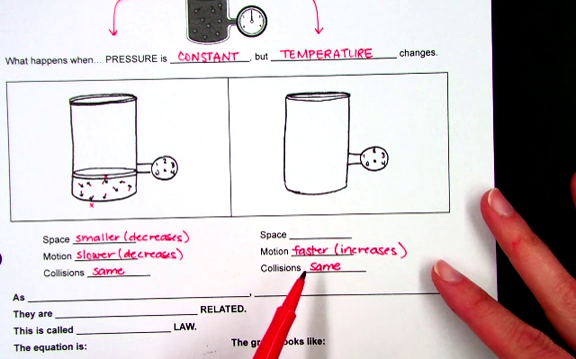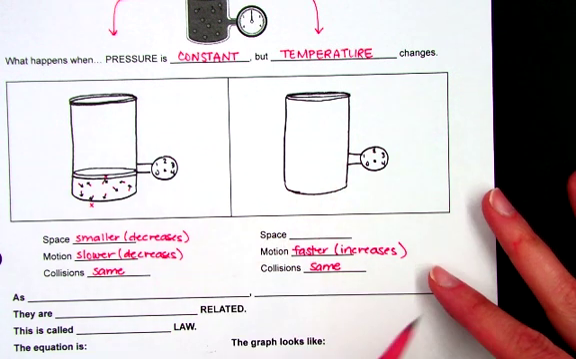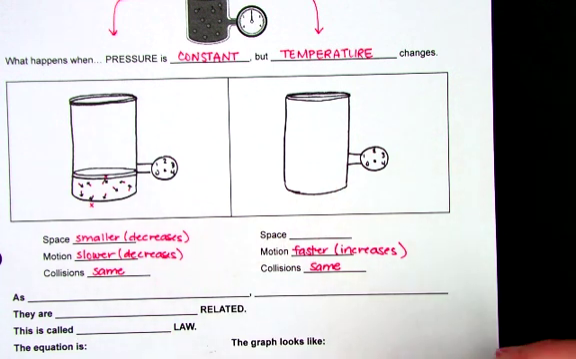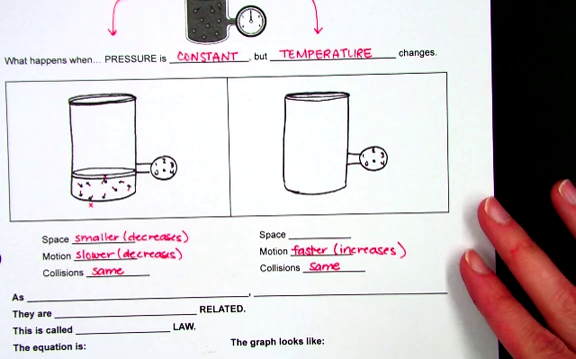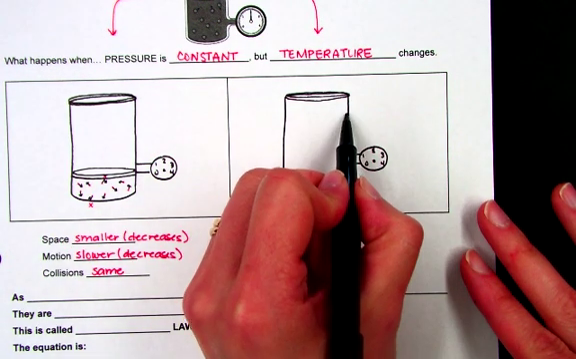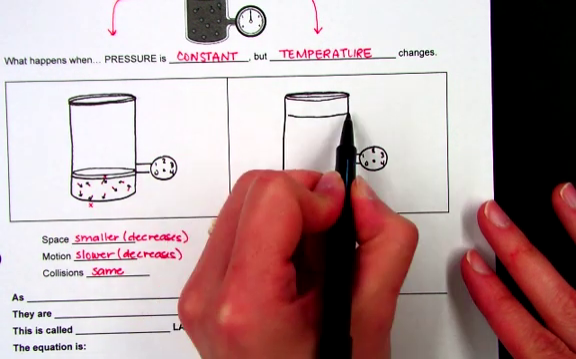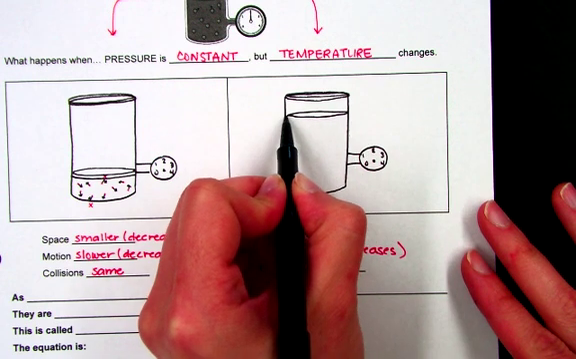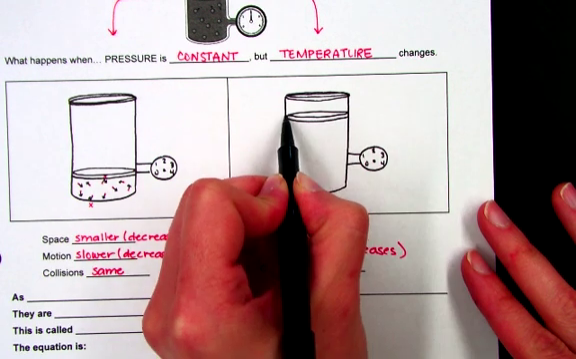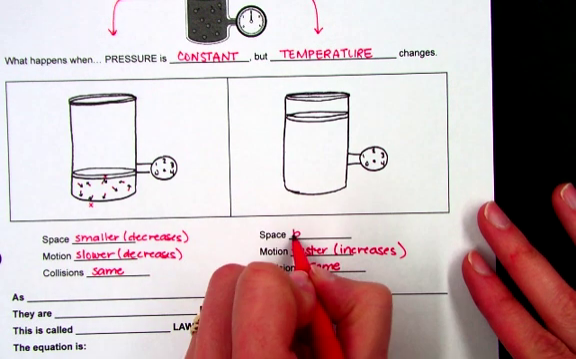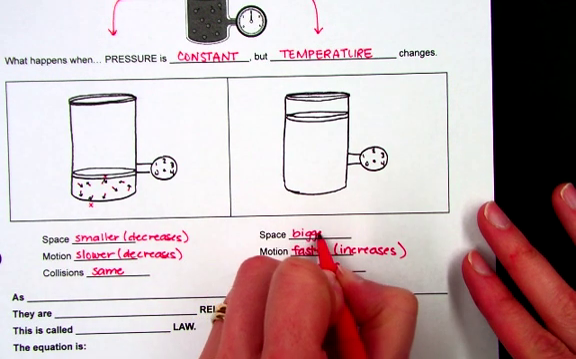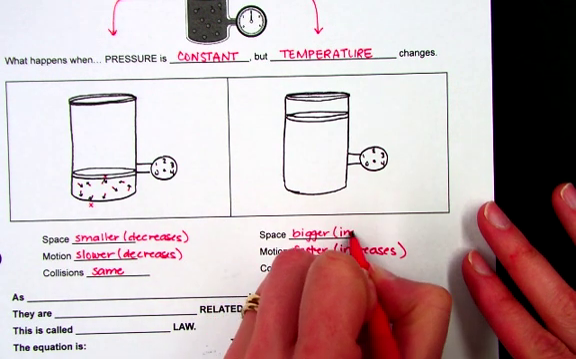Well, if I have faster motion, but the same number of collisions, what does that mean about the volume of the heated gas? It has to be bigger. Right? The space has to be bigger. This increases.